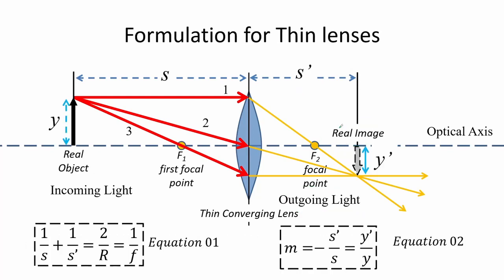Here we have the formulation of the thin converging lenses and it is given by equation 1 and equation 2. This is the same equation as the one we used for mirrors.